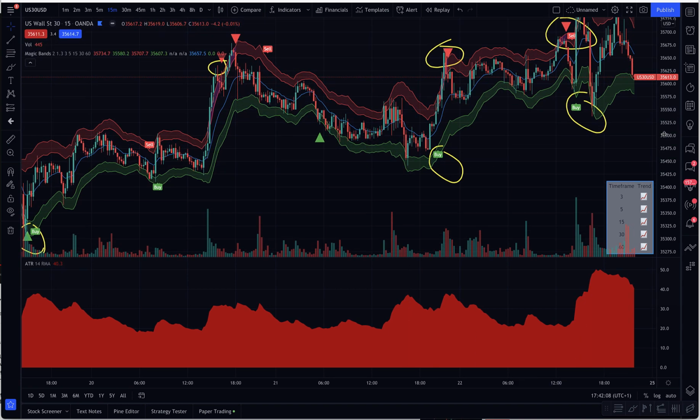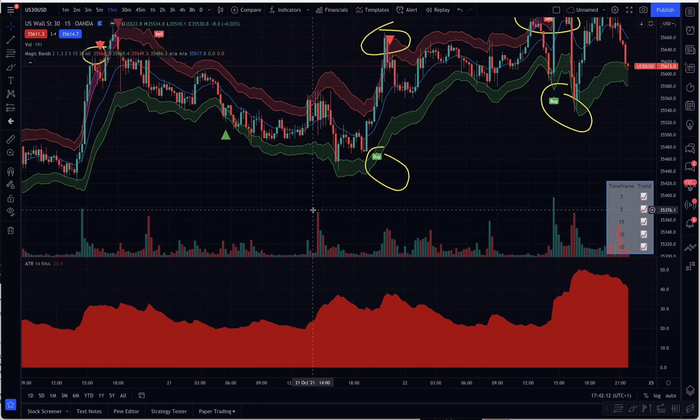Like I'm saying, this is a very short-term scalping strategy, okay? You can use this ATR and this indicator, and definitely I think you will see very good results over the next couple of weeks.